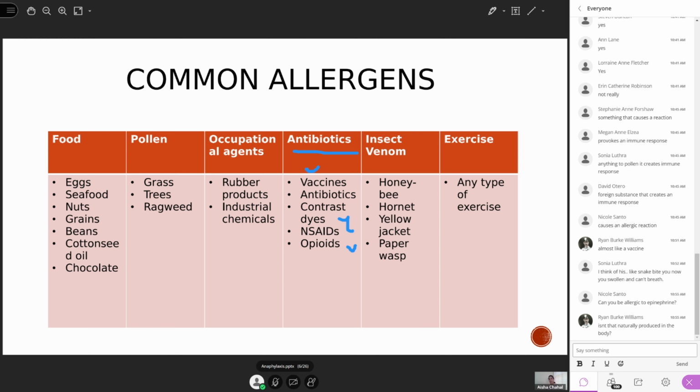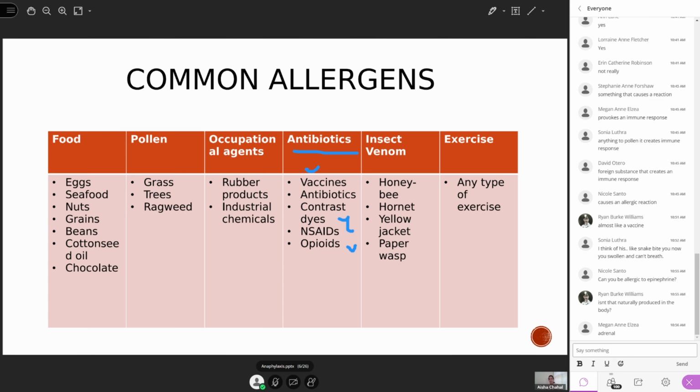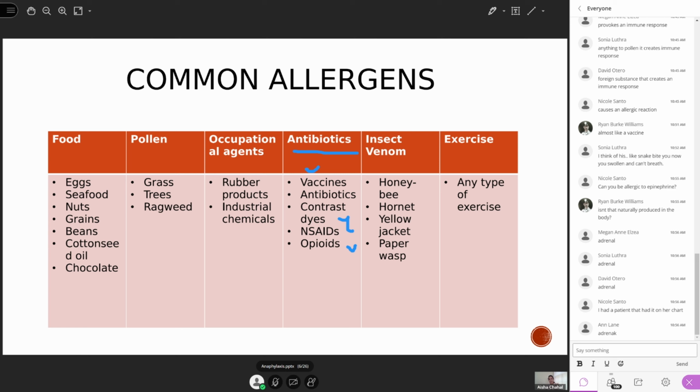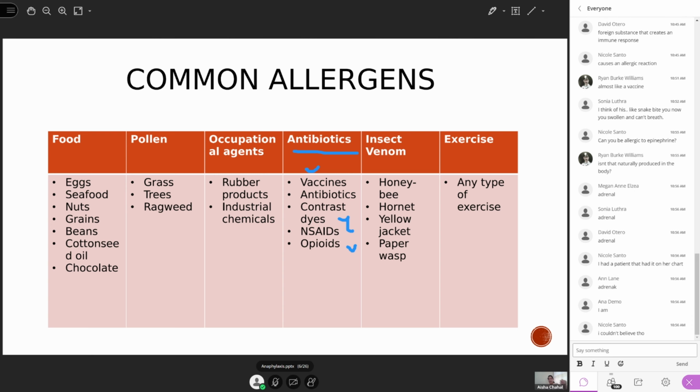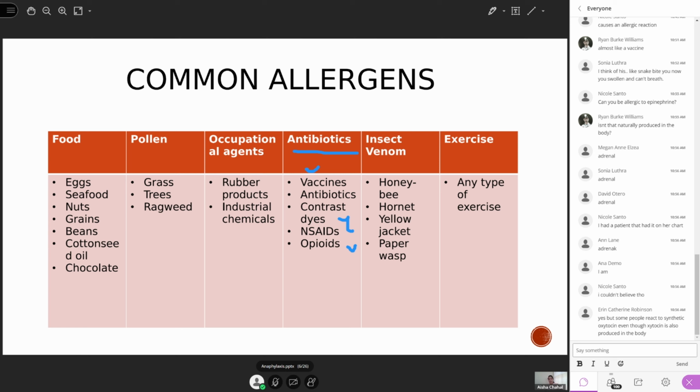Okay, epinephrine is naturally produced, right? Good point, Ryan. It is produced by which gland, from your anatomy and physiology? Adrenal gland, right? The name itself, that's how you're going to make the connection. Epinephrine, nephrine is kidneys, epi is above the kidneys, a little triangle shape. So above the kidneys there's a little adrenal gland that makes epinephrine.